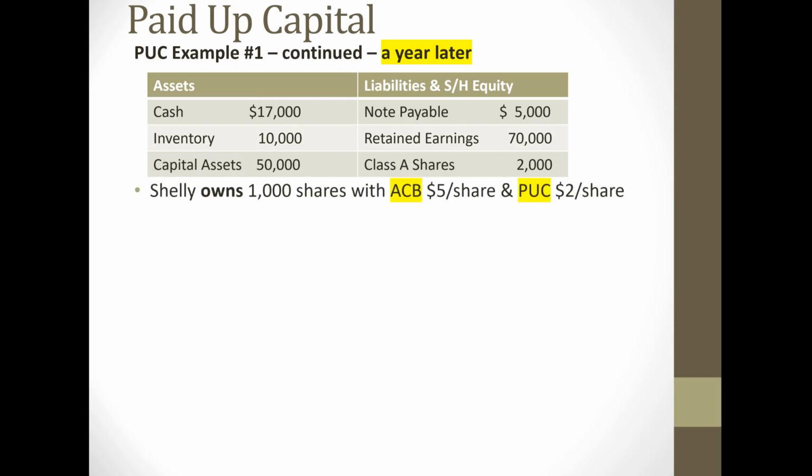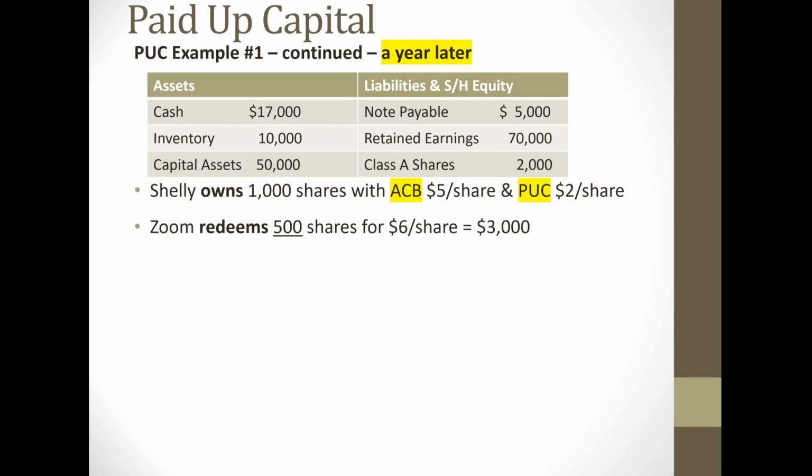Now, Shelley owns the 1,000 shares. Her adjusted cost base is $5 per share. And remember, the PUC is $2 per share. Now, let's say Shelley wants to get rid of some of her shares, but she can't find anyone to buy them from her. So the company agrees to redeem 500 of the shares for $6 per share, which is going to be a total of $3,000.